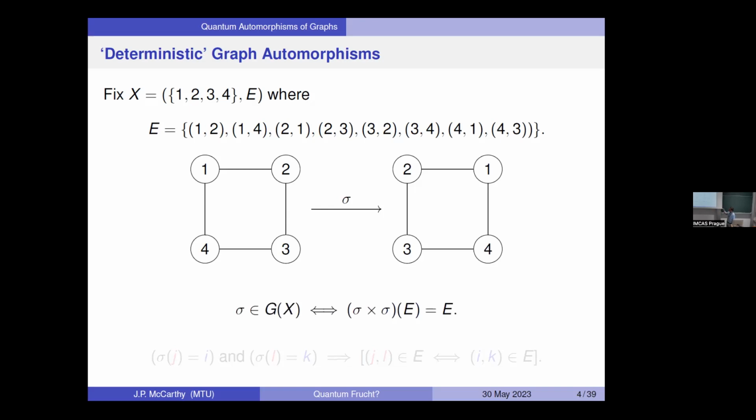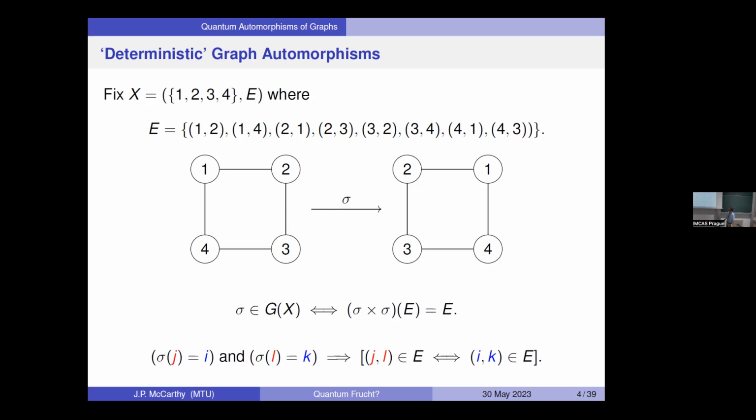And so we see something like this: something is a graph automorphism. So G of X is our graph, and G of X is our classical automorphisms of the graph. And you can write it like this instead, same thing. And then this is going to be a big thing for us. This is saying that J and L are seen as initial vertices, and they will be sent to I and K, and the edge relations must be preserved.